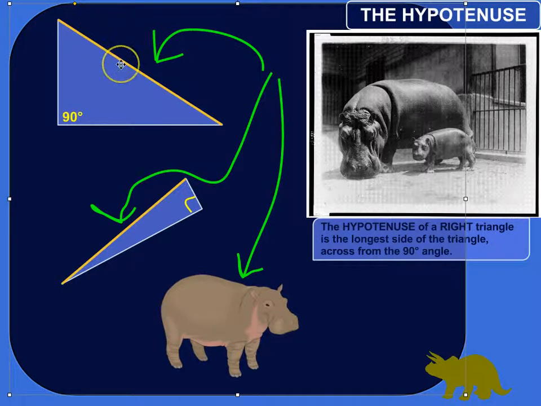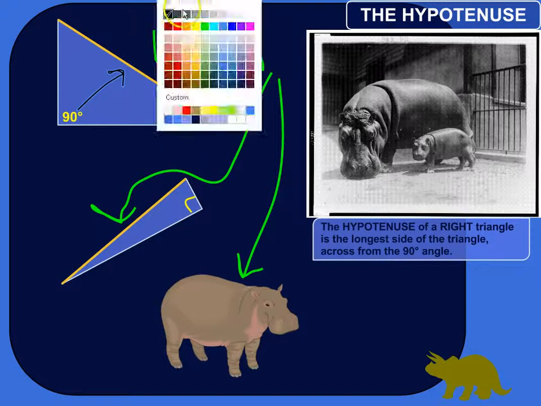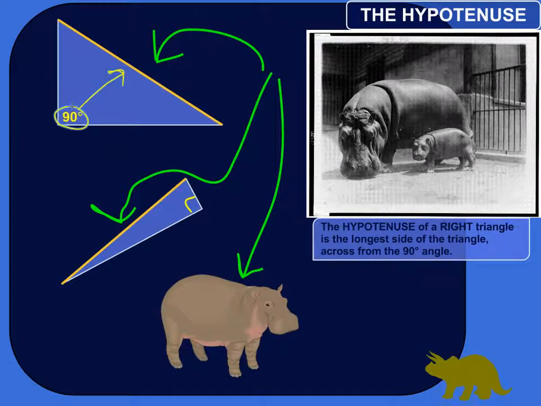So only right triangles can have a hypotenuse, and the hypotenuse is the side that is opposite from the right angle. So when you start with the right angle and just shoot straight across, this is the hypotenuse. Okay? This is also the longest side of the right triangle.